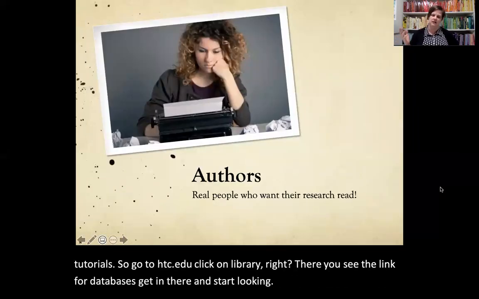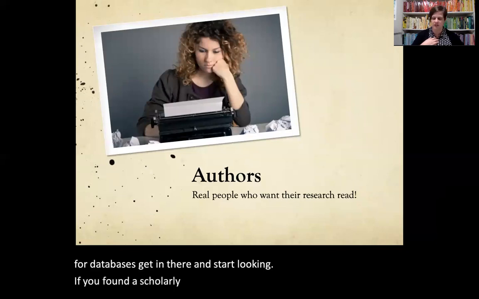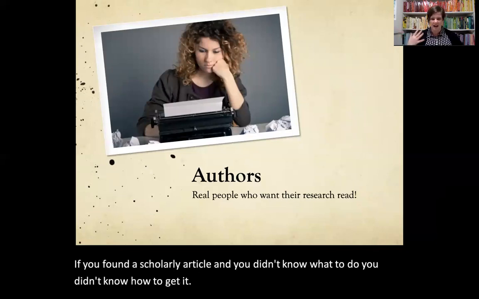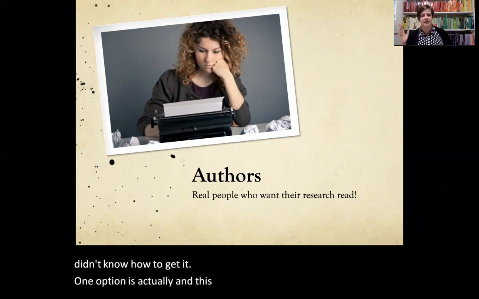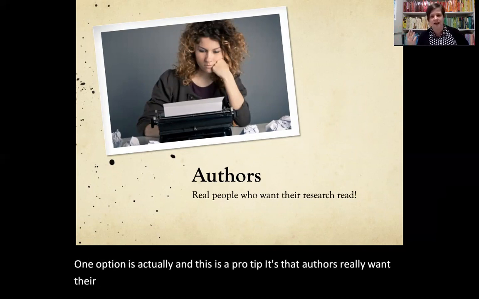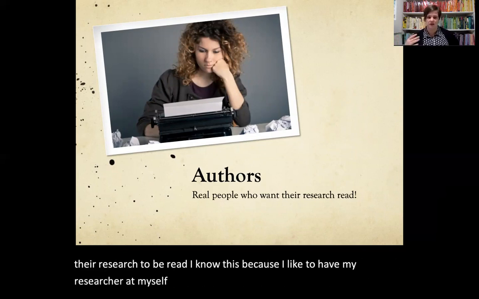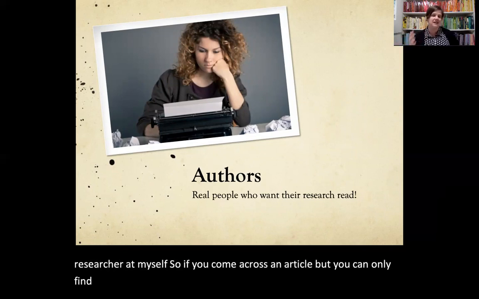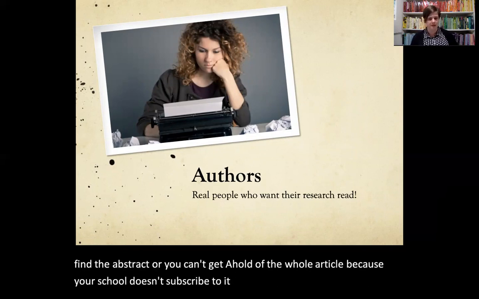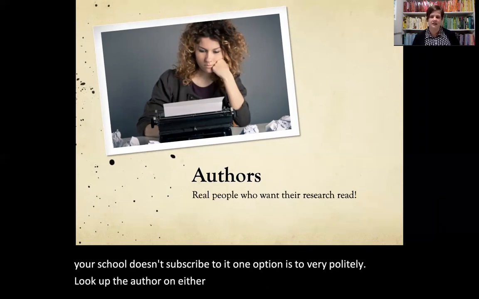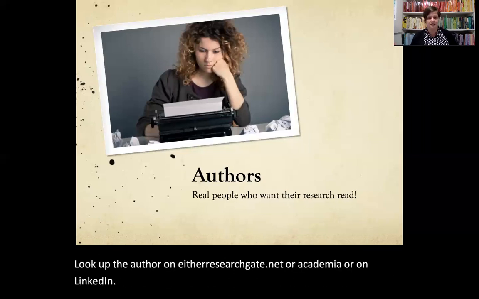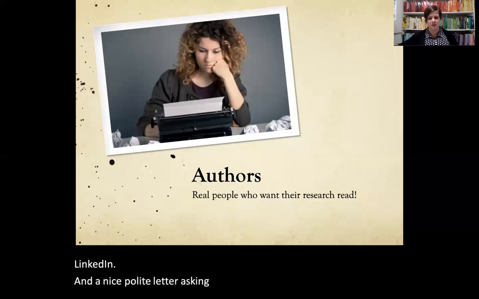If you found a scholarly article and you didn't know how to get it, one option is actually, and this is a pro tip, that authors really want their research to be read. I know this because I like to have my research read myself. So if you come across an article but you can only find the abstract, or you can't get a hold of the whole article because your school doesn't subscribe to it, one option is to very politely look up the author on either researchgate.net or academia or on LinkedIn and write a nice polite letter asking the author if they have a copy that you can read.